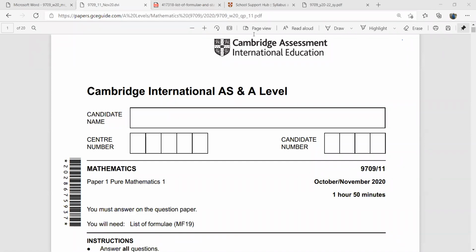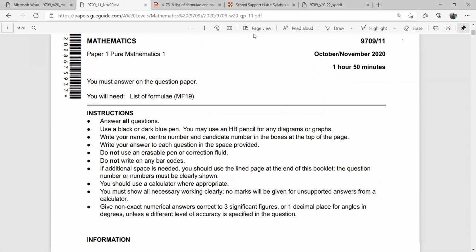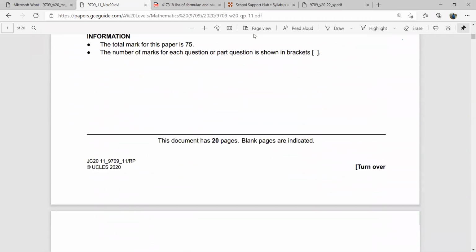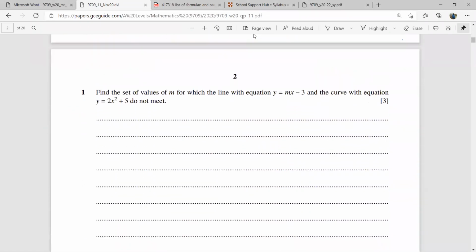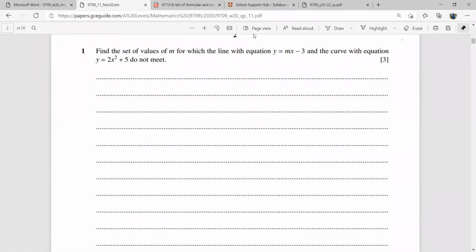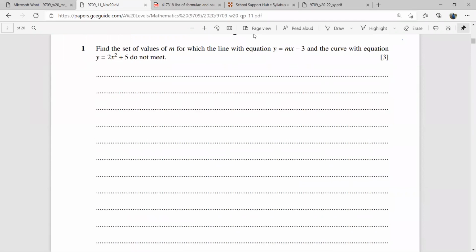We are going to start this November 2020, paper 11. So this is a freshly baked paper, okay? So this is the first question here.